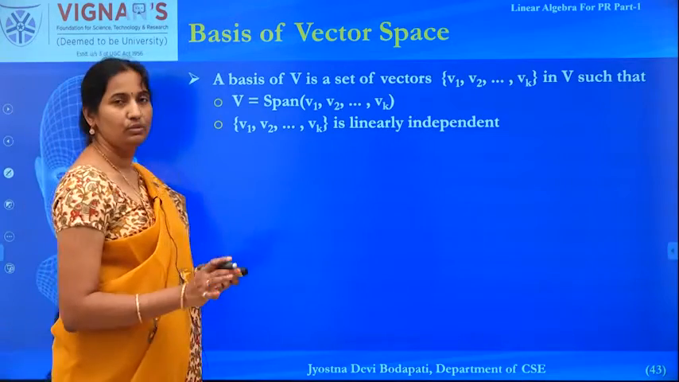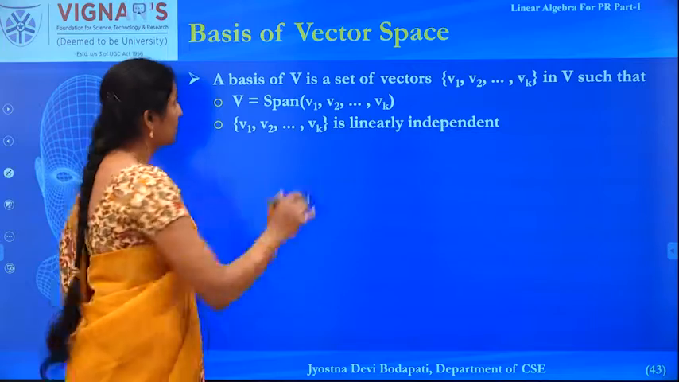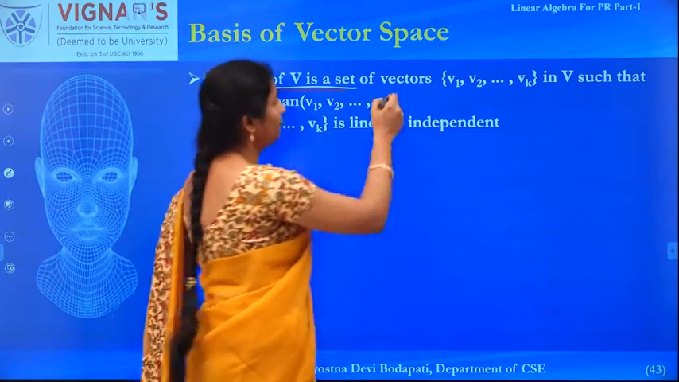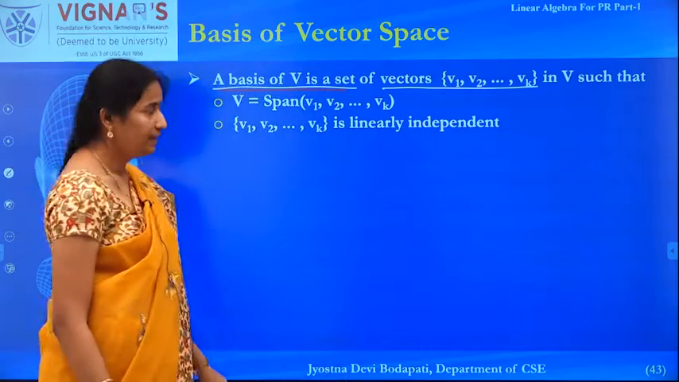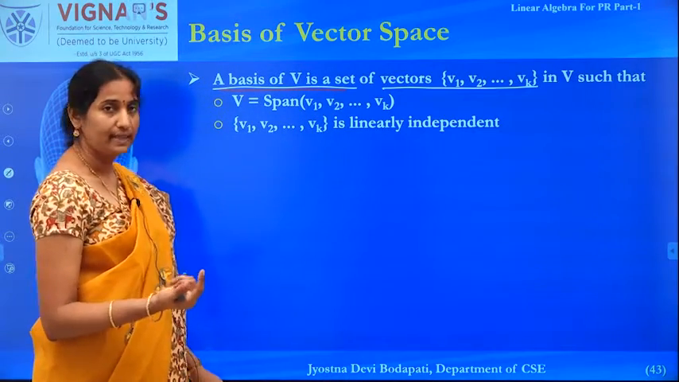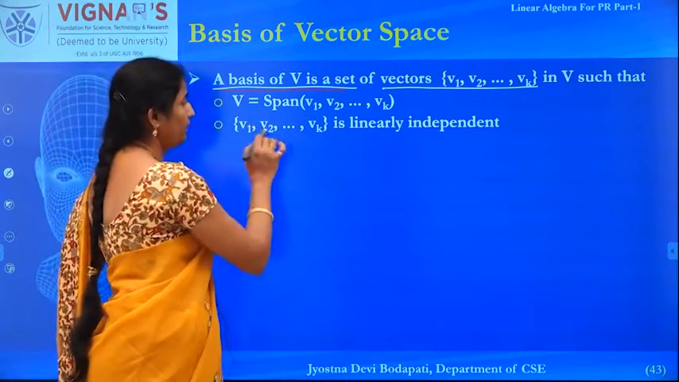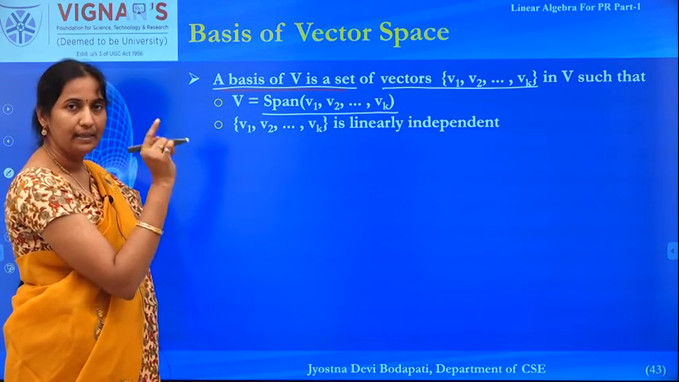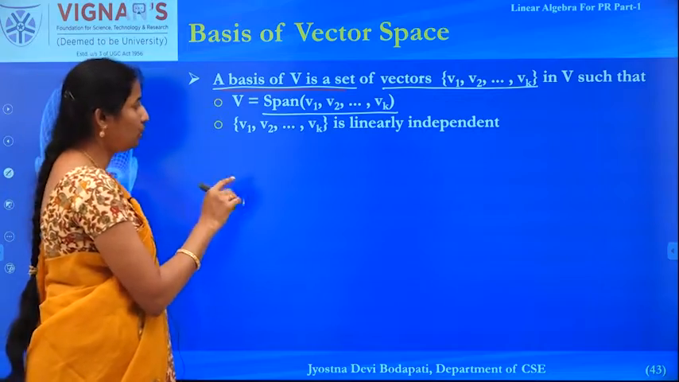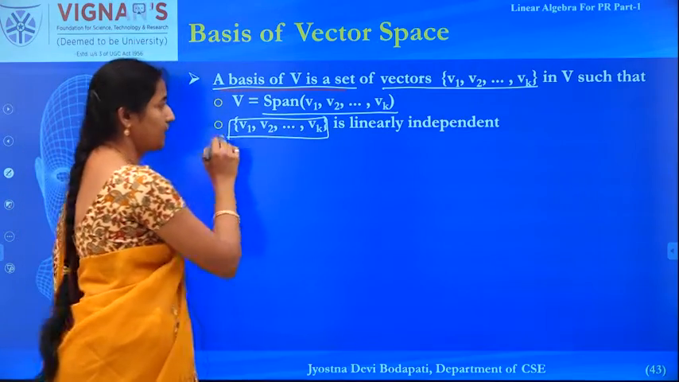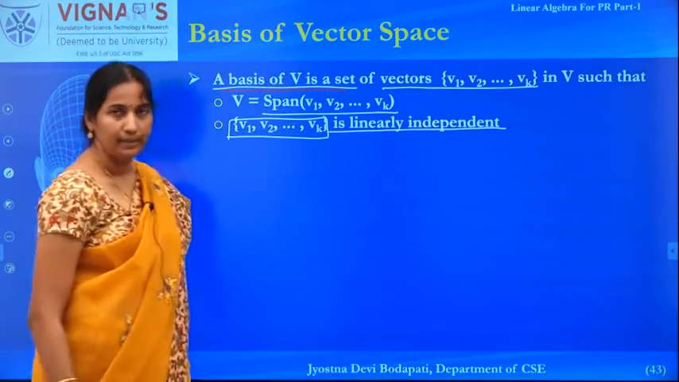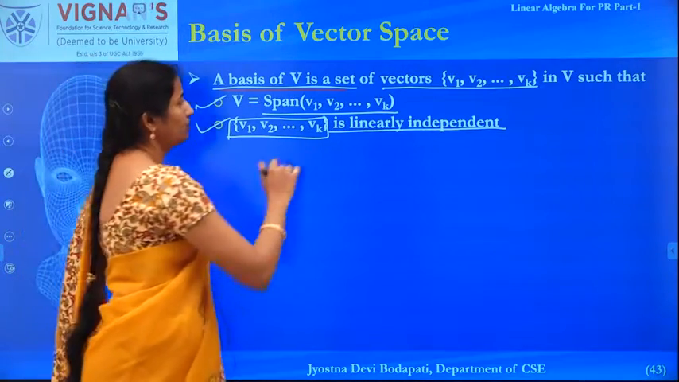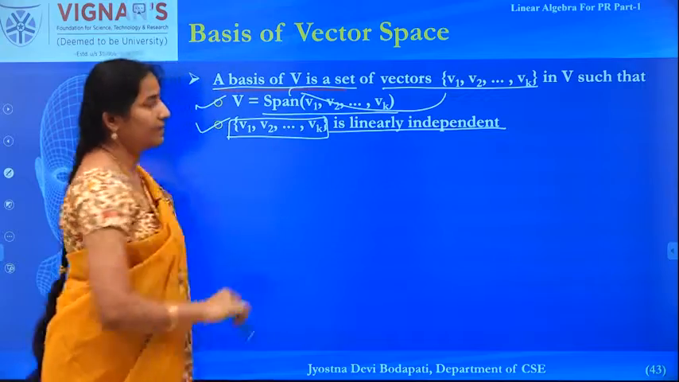The basis of a vector space can be defined as follows. The vector space is V, and the given vectors are V1 to Vk. Then V should be the span of a subset of the vectors V1 to Vk, and also all the vectors in that subset must be linearly independent. If these two conditions are satisfied, then only can I say that this set of vectors forms the basis for the vector space V.